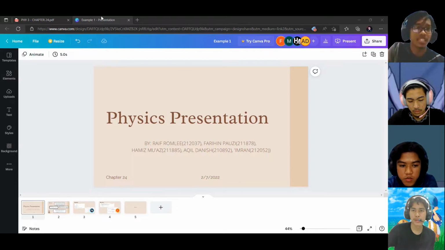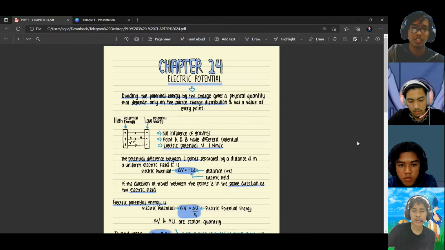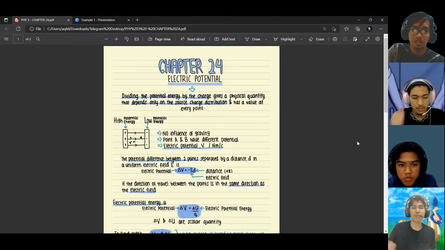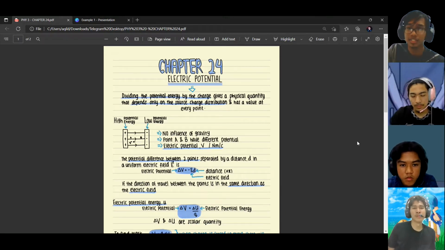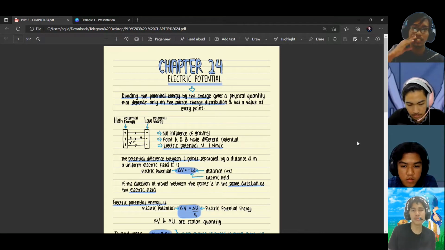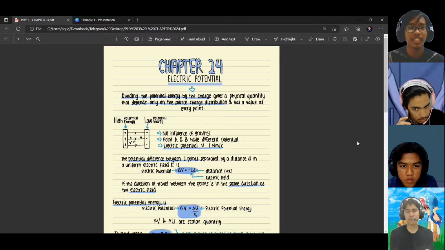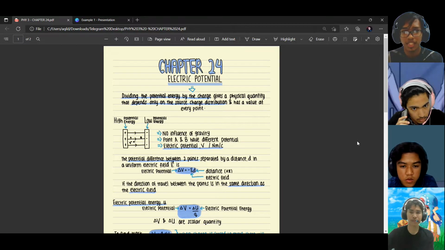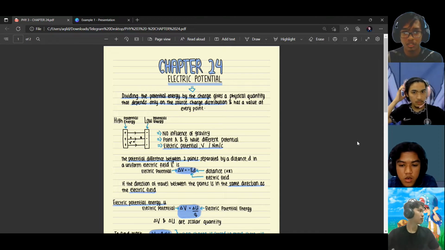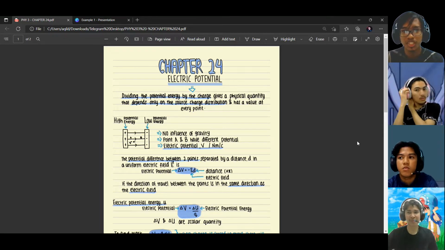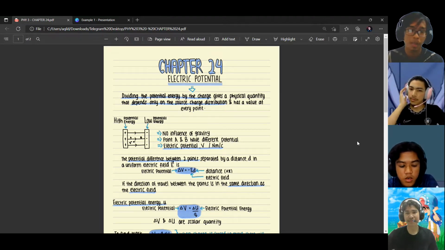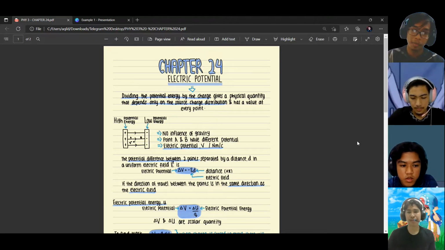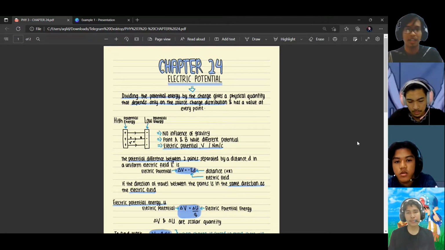Okay, without wasting any time, first I will present briefly about electric potential. Here is our notes. So what is electric potential? Electric potential can be defined as dividing the potential energy by the charge, a physical quantity that depends only on the source charge distribution and has a value at every point. So here we can know that at every point it has a certain value.